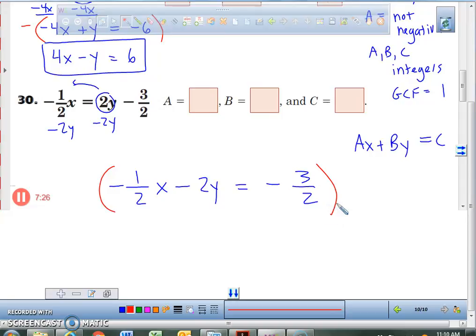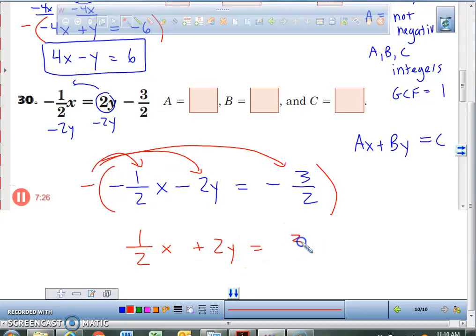Now, Angela, you're up next, okay? You're up next. Oh, yeah, you're up next. We had to multiply everything by negative. When you distribute a negative to every single term, it just becomes the opposite of what it is. So we have a half of an x plus a 2y equals a positive 3 over 2.